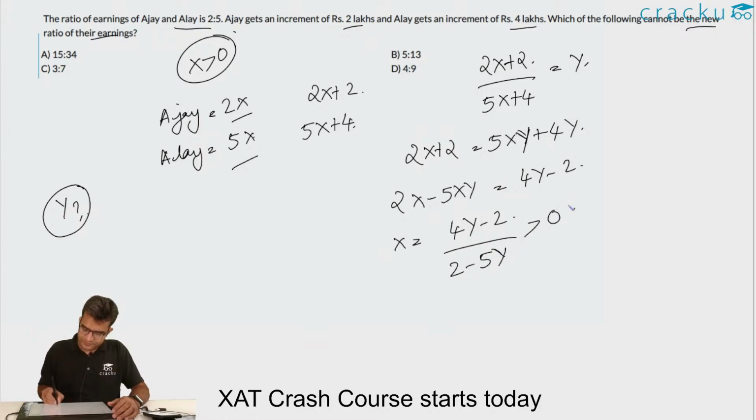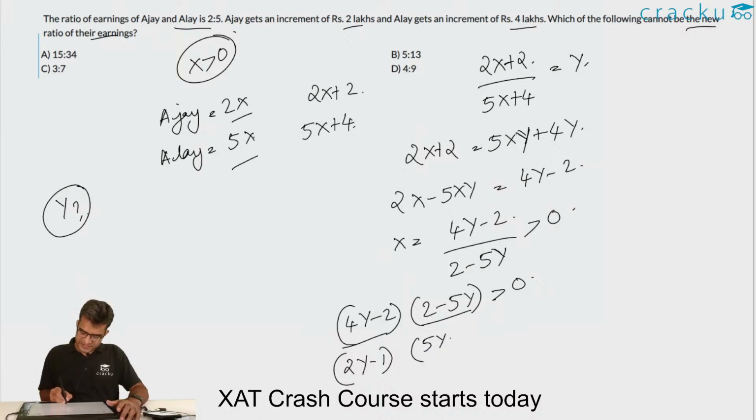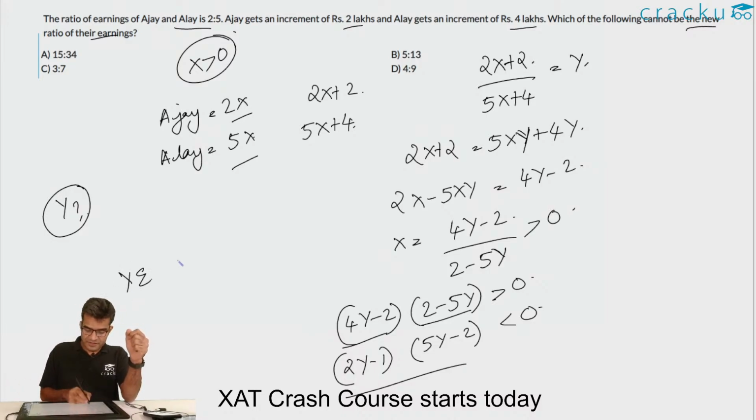This has to be greater than 0. If this has to be greater than 0, we want (4y minus 2) into (2 minus 5y) to be greater than 0. 4y minus 2 is 2 times (2y minus 1). So we want (2y minus 1) into, multiplying this with minus 1, (5y minus 2) to be now less than 0. If you're multiplying both sides with a negative number, the sign of the inequality will change. This would essentially imply that y has to lie between 2 by 5 and 1 by 2, which are the roots of this quadratic equation.